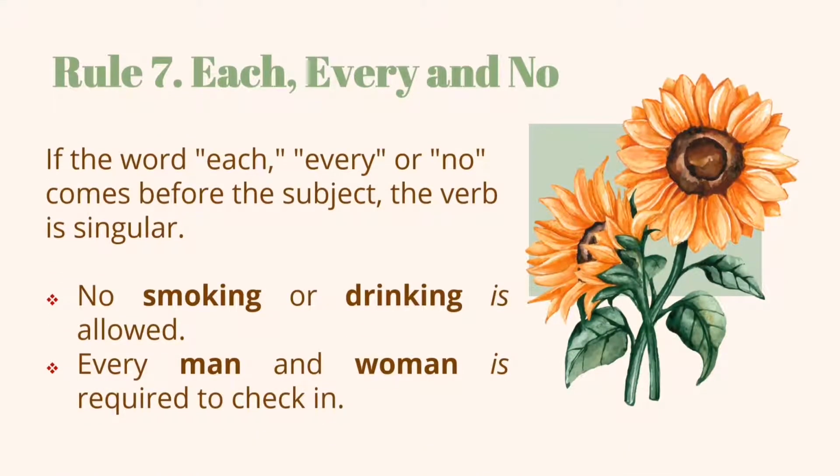Rule number 7: each, every, and no. If the word each, every, or no comes before the subject, the verb is singular. Tandaan, kapag itong mga words na to ay nauna sa subject, singular siya. Kagaya ng nasa example natin, no smoking or drinking is allowed. So, ang subject natin ay smoking, drinking. Nasa unahan yung no, kaya ang ating verb ay is.